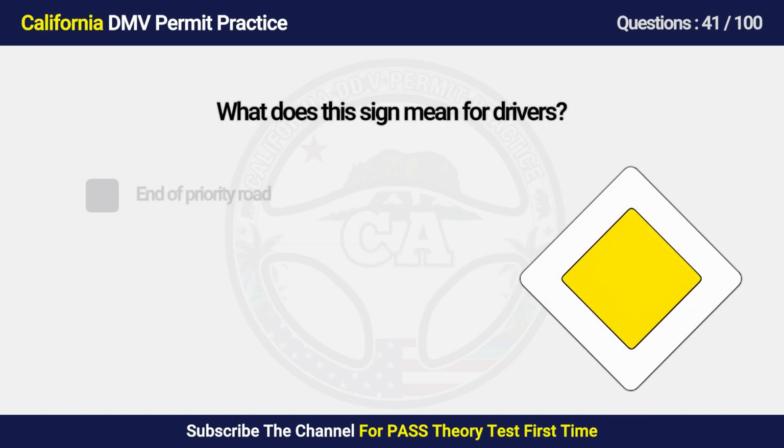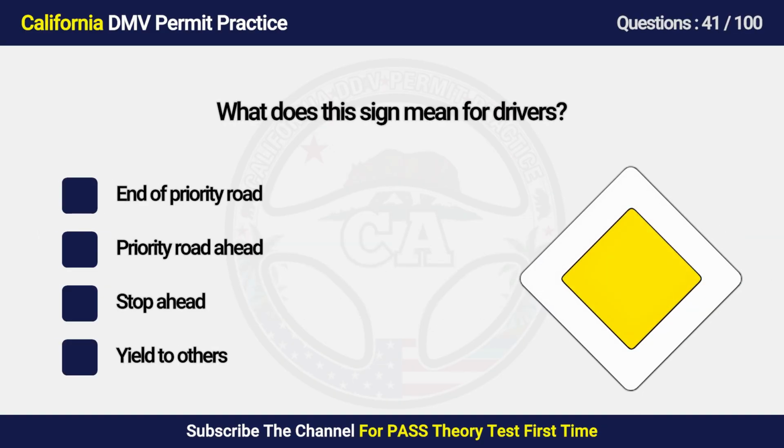Question 41. What does this sign mean for drivers? A, end of priority road. B, priority road ahead. C, stop ahead. D, yield to others.